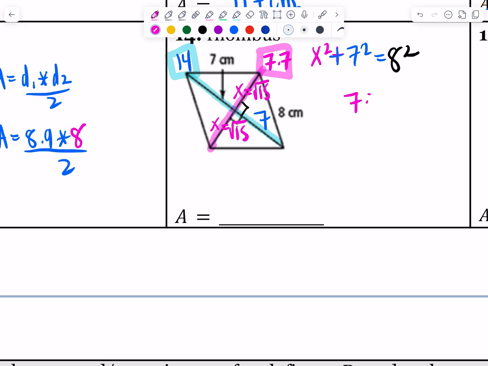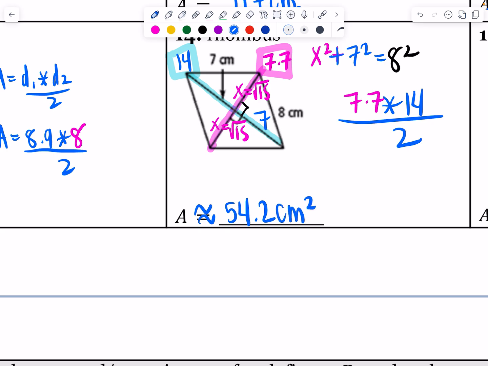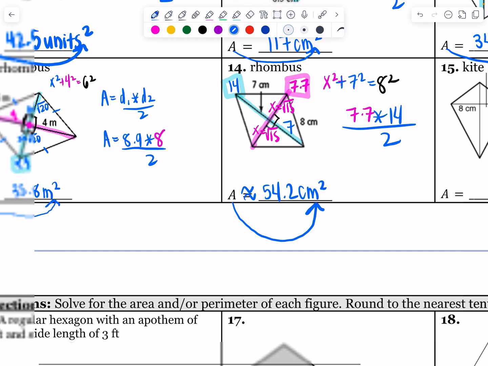That is going to be 7.7 times D2, 14, divided by 2. Okay, so I'm going to leave that number in my calculator, times 14 divided by 2. When I round at the very end, it is going to be about 54.2. If you use that rounded 7.7 number, 7.7 times 14, and round it, and then you divide by 2, it'd be 53.9, okay? The most exact answer is going to be 54.2 because I rounded at the very end. And so that is centimeters squared because the area is always going to be units squared.